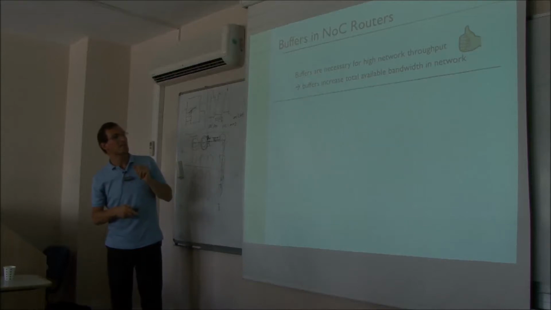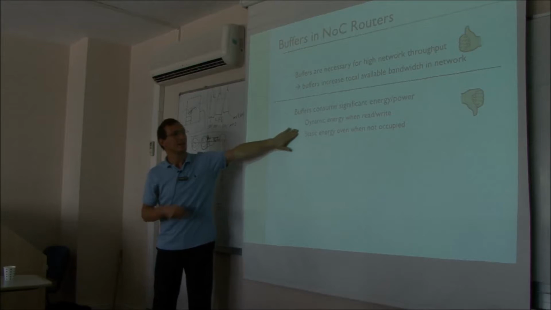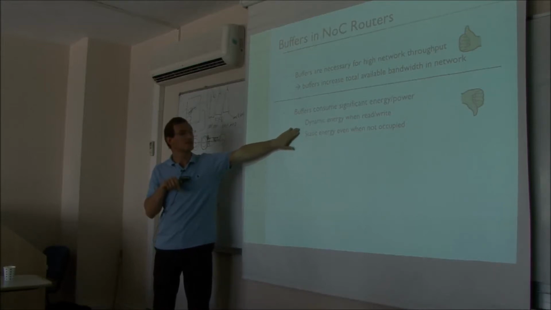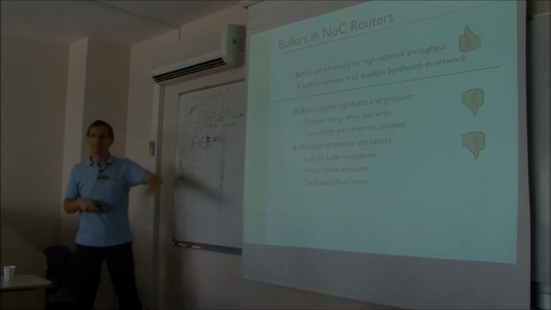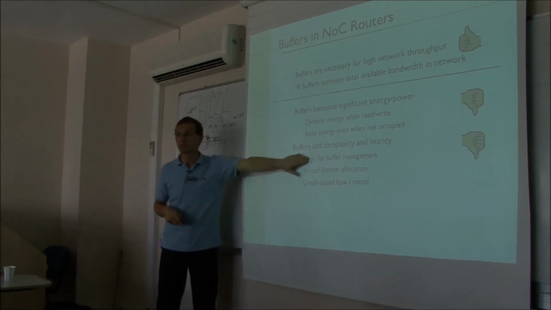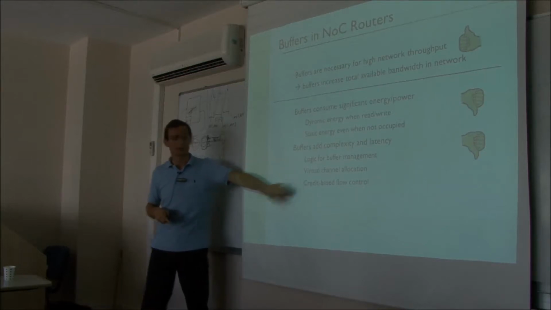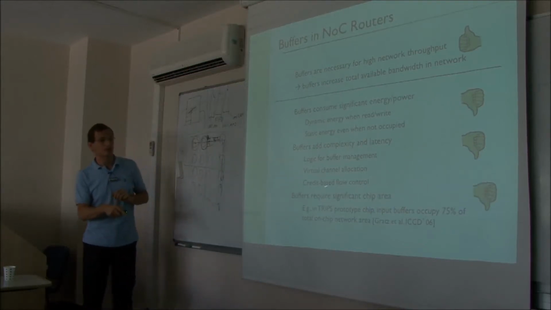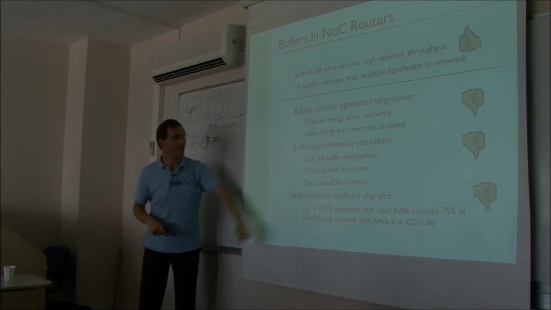But there are many downsides. They consume significant energy and power. They consume dynamic energy when you read and write into the buffer. And they consume static energy even when it's not occupied, right? And these add complexity and latency. You need to have logic for buffer management, for virtual channel allocation, and flow control. Credit-based flow control. We'll see that bufferless networks require flow control as well, but in a different way. These require significant chip area as well.